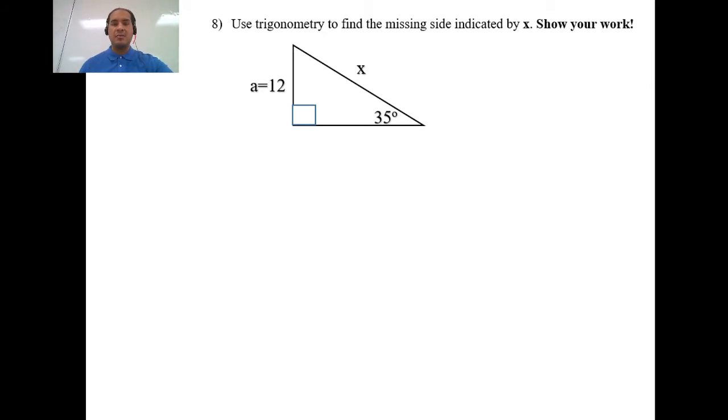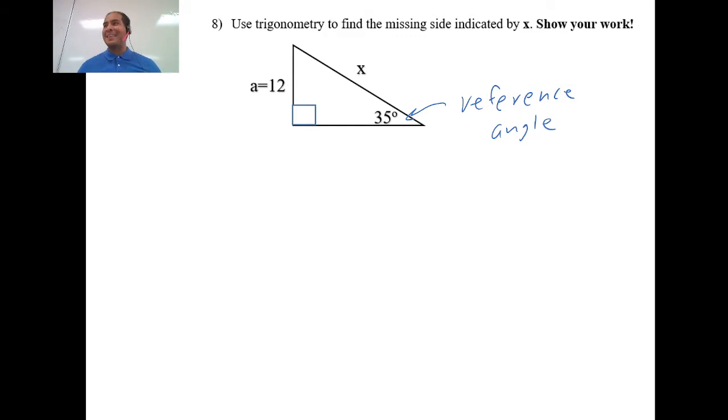and the hypotenuse. In this case, the reference angle is the angle that we've been given here. This is going to be called the reference angle. And from there, we're going to identify the leg that is opposite, the leg that is adjacent, and the hypotenuse. That is not a leg.